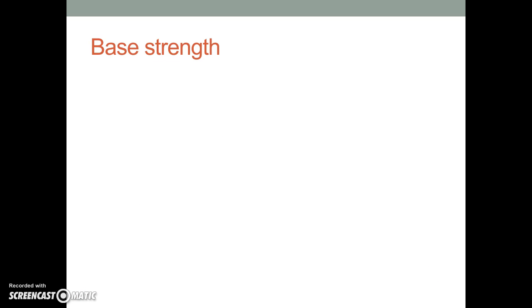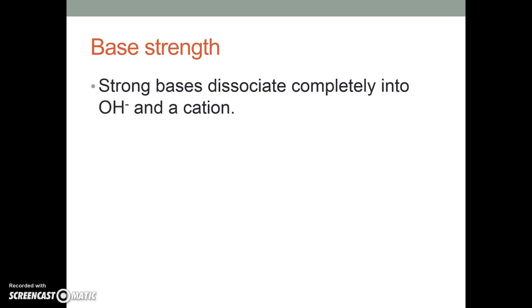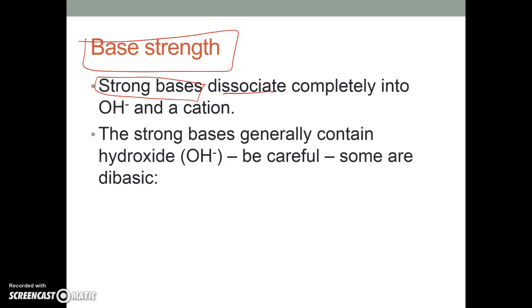Now we're going to talk about base strength. So back on your exit ticket, you should be on number 5. Strong bases dissociate completely into OH minus and a cation. So now we've shifted to bases, and we're saying strong bases are like strong acids. They completely dissociate. The strong bases generally contain hydroxide, but be careful, some are dibasic.